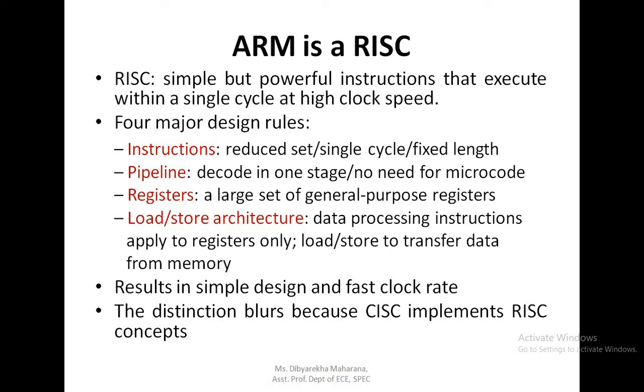Registers used are a large set of 32-bit general purpose registers, and it uses load and store architecture. The data processing instructions apply to registers only, and load or store instructions transfer data from memory. It results in simple design and fast clock rate. The distinction blurs because CISC implements RISC concepts.